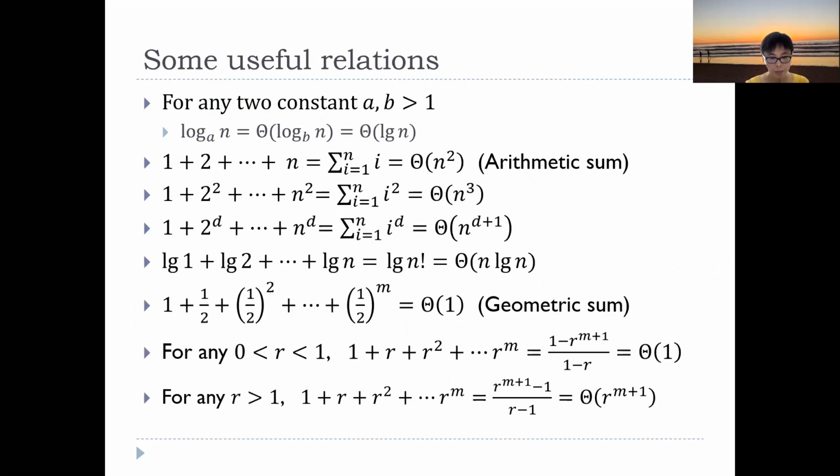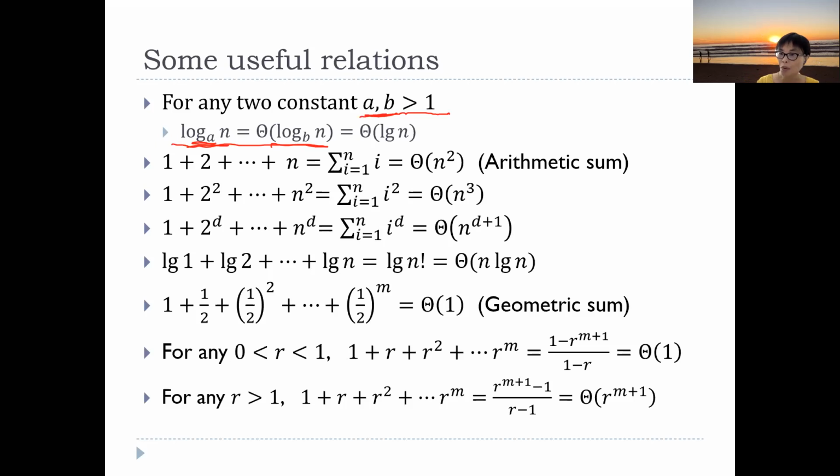Now I want to state some useful relations that are not just for right now when we look at asymptotic language, but later when we analyze algorithms in this course. I mentioned this before. For any two constants a, b bigger than 1, what this is saying is that logarithmic functions, no matter what their base is, differ only by a constant factor. That's why all logarithmic functions are asymptotically the same.